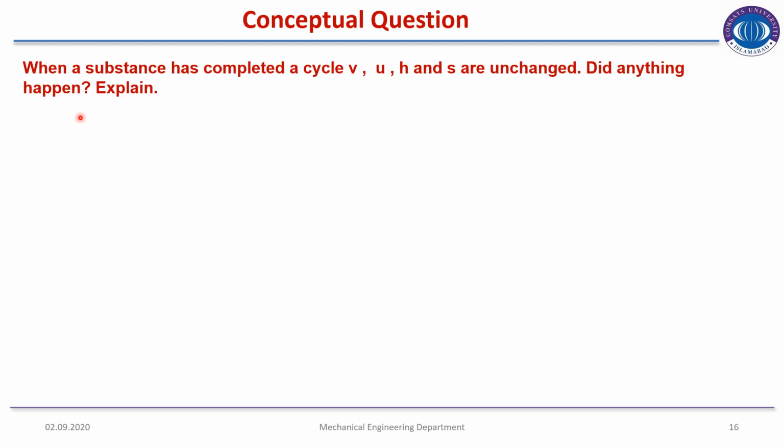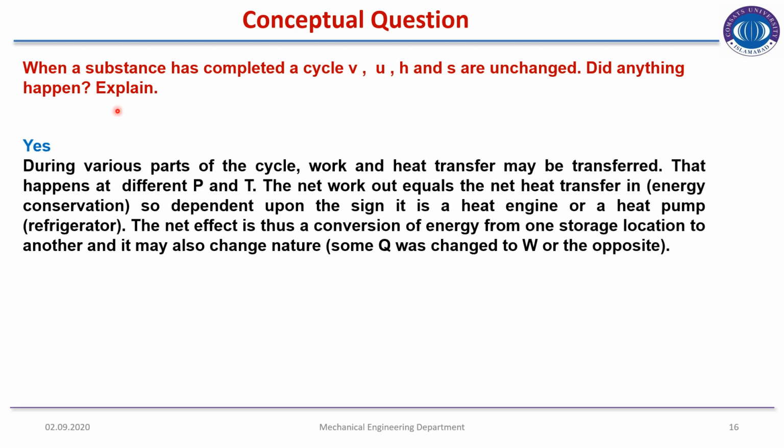So the question is, when a substance has completed a cycle, specific volume, internal energy, specific enthalpy and specific entropy are unchanged. Did anything happen? Explain. Yes, during various parts of the cycle, work and heat may be transferred. That happens at different pressure and temperature. The net work output equals the net heat transfer, by energy conservation.